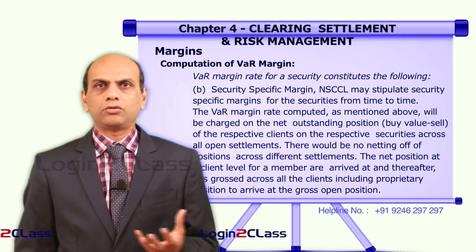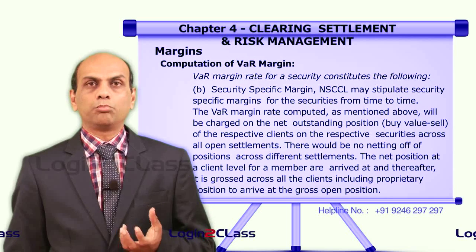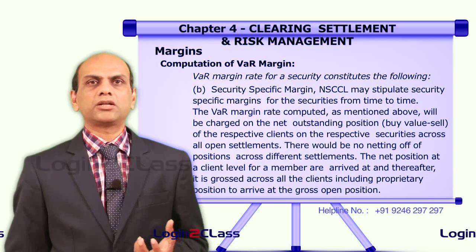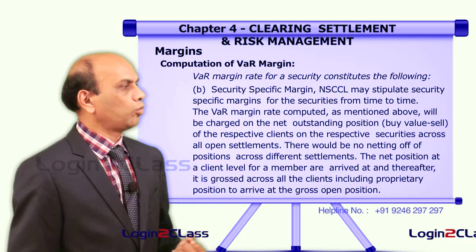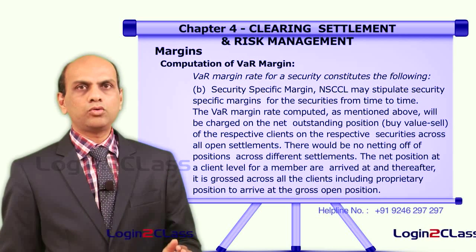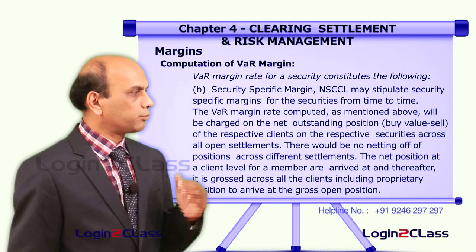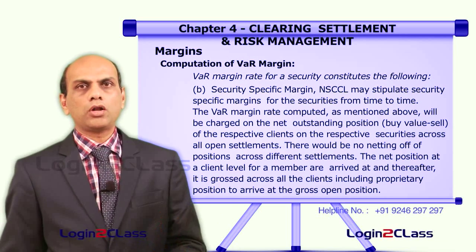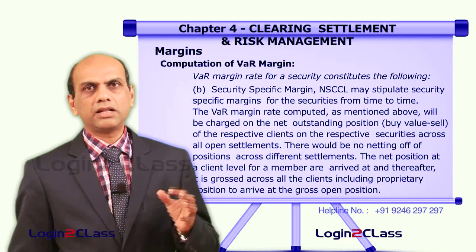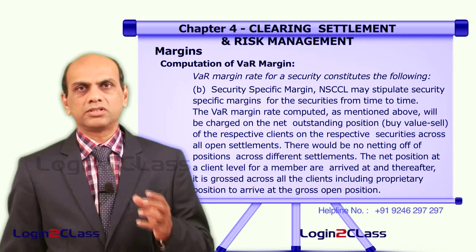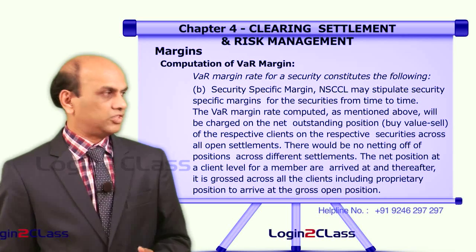That means, we have arrived at the percentage of VAR margin we have to impose on the transaction which we are going to do, but what should be the value on which this VAR margin has to be calculated or imposed? It is based on the net outstanding position, that is buy value minus sell value of the respective clients on the respective securities across all open settlements. So, they compile all the transactions of a particular client, then they take the buy value transactions, sell value transactions, and on the balance they will calculate this VAR margin.